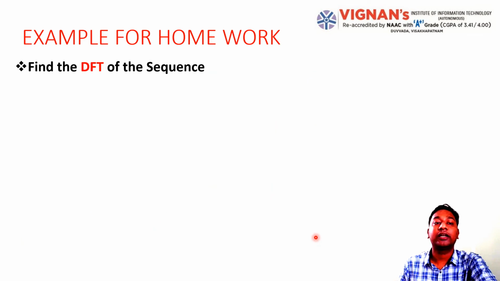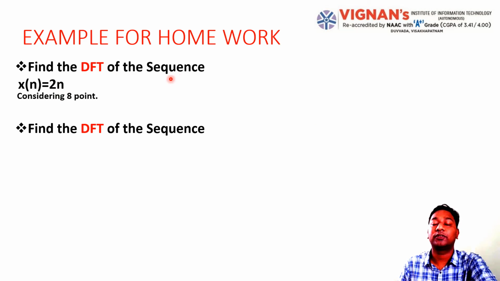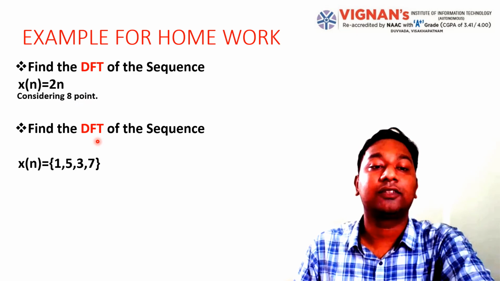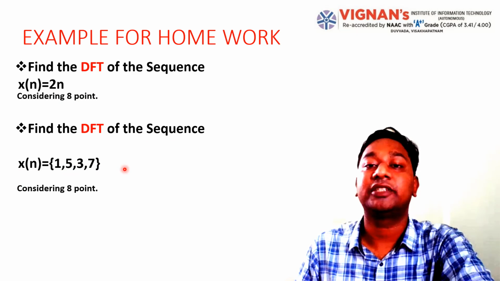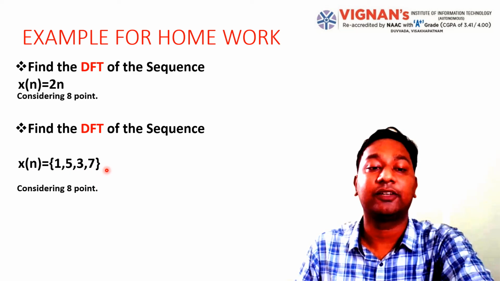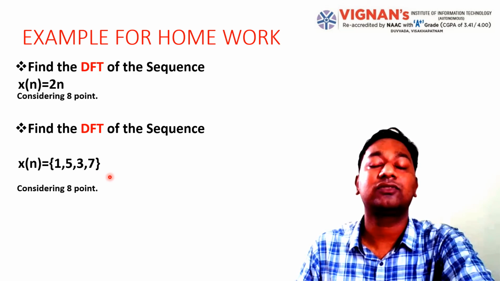Now coming to the homework, you should find out at home the discrete Fourier transform of the sequence x of n equal to 2n considering 8 points. So we should find the values of x of 0, x of 1 up to x of 7. After finding the x of n sequence, we will find the value of x of k using the DIT algorithm. Similarly, find the discrete Fourier transform of x of n equal to 1, 5, 3, 7 considering 8 points. Here 4 points are given, and another 4 points you should find out. You should insert 4 zeros after that: 1 5 3 7 0 0 0 0, and then solve the problem.